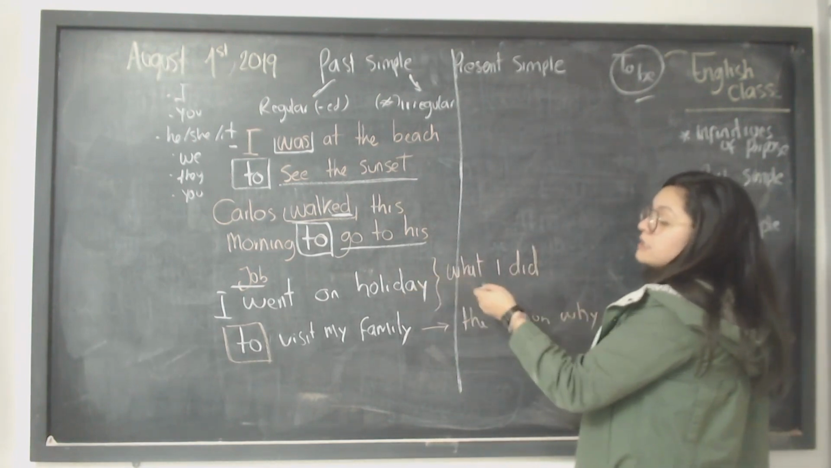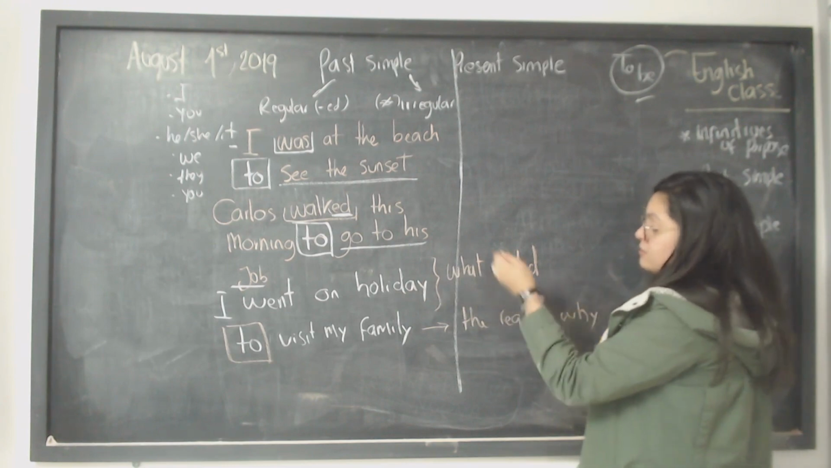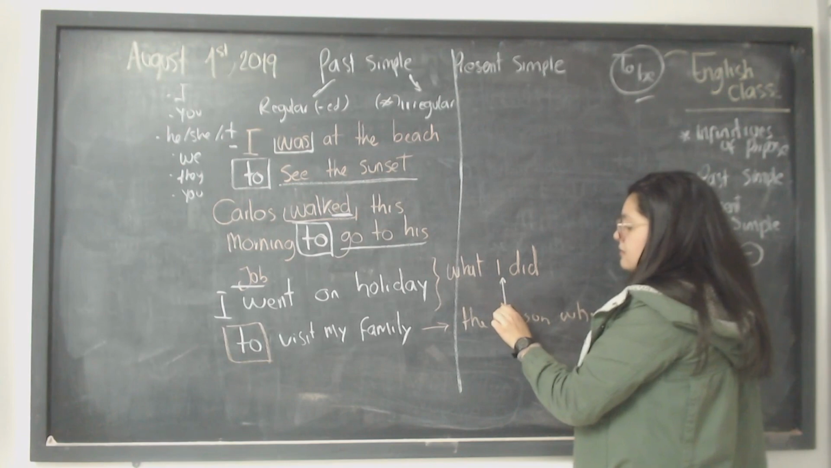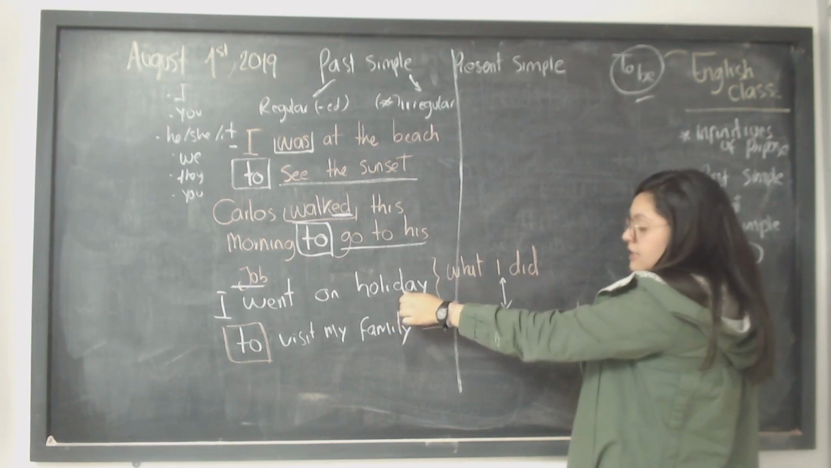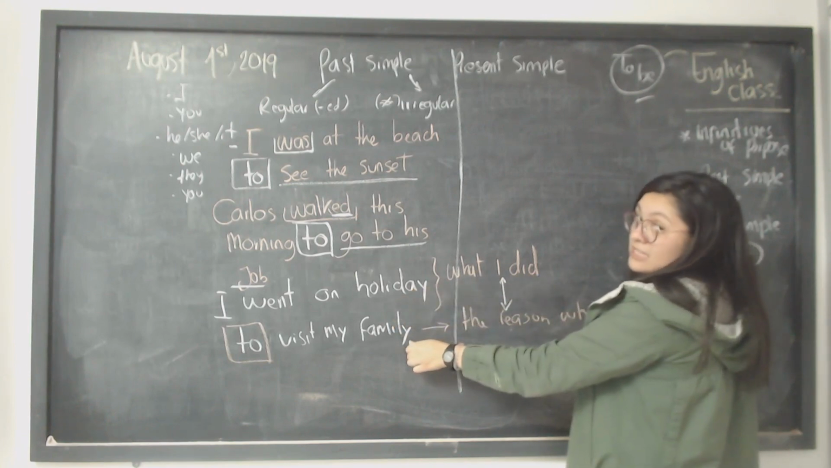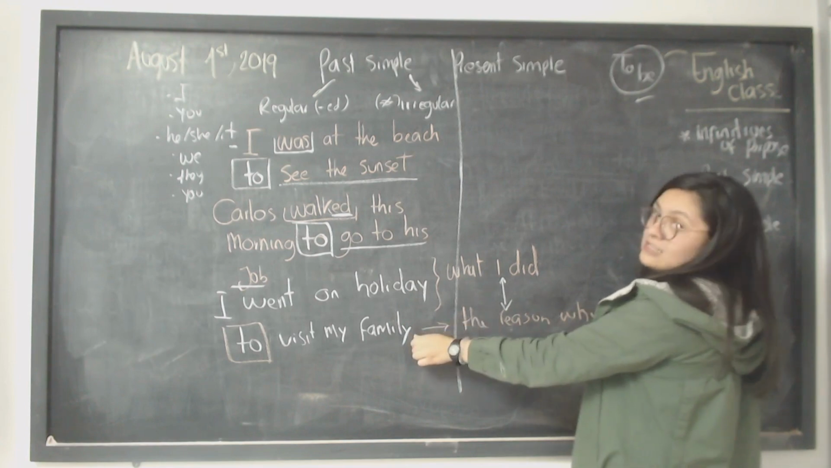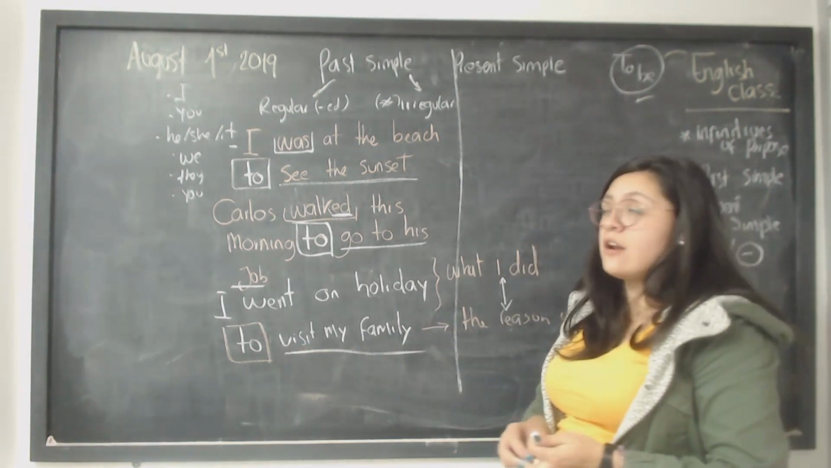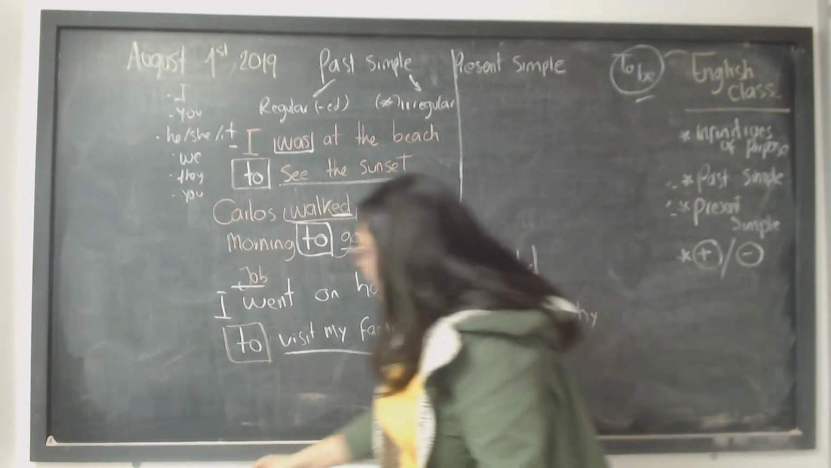So I went on holiday. Yo fui de vacaciones o me fui de festivo para visitar a mi familia. Entonces, this is what I did. Esto es lo que hice. This is the reason why I did that. Esa es la razón por la que hice eso. Quería visitar a mi familia. So there are two actions that are connected. Son dos acciones que están conectadas.